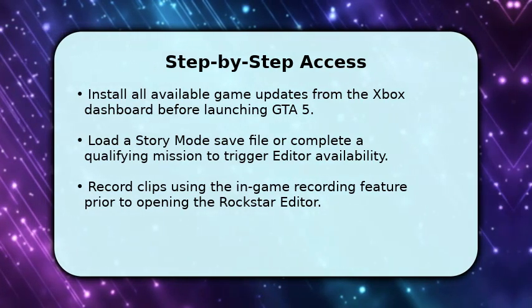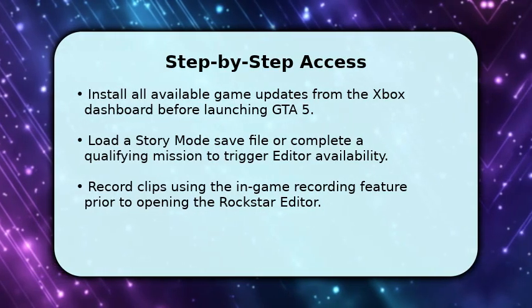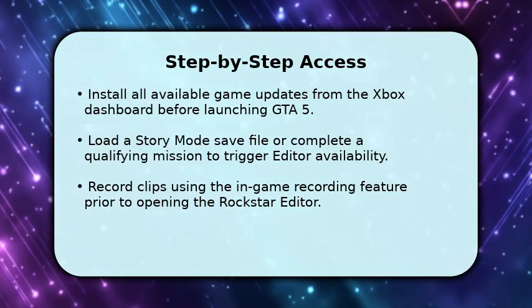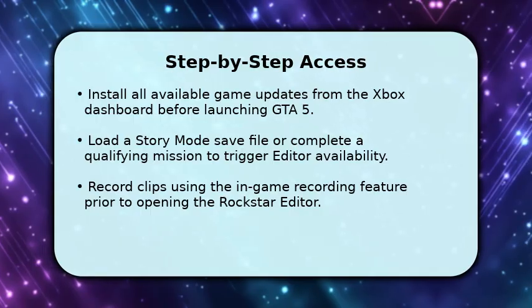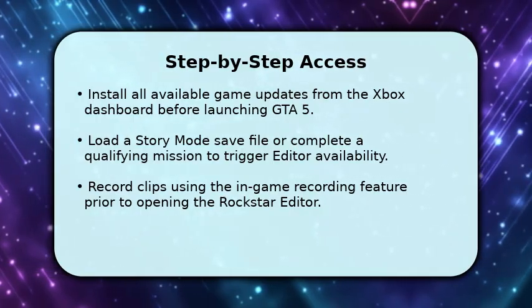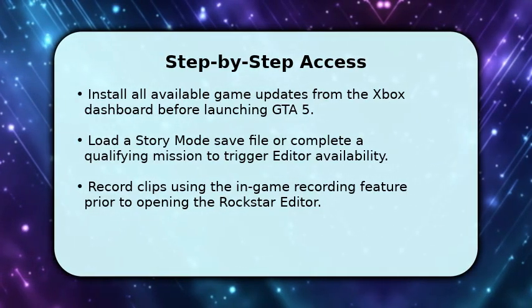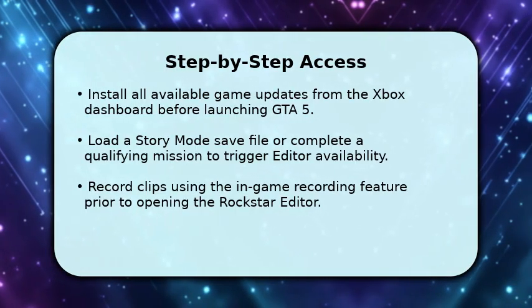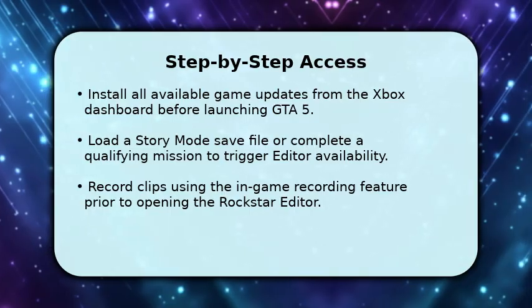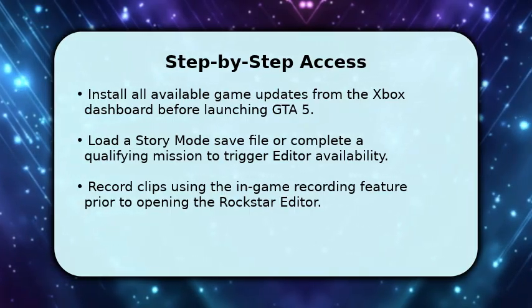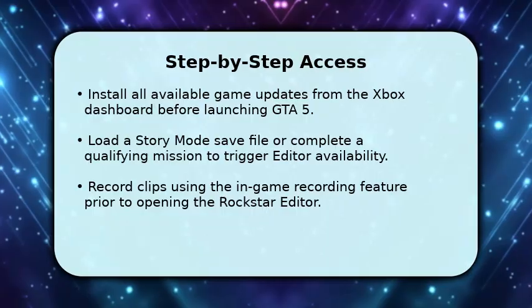First, check for updates in the Xbox dashboard and install them fully. Launch GTA 5 and load story mode, not online, then make a manual save. Play or replay a mission or roam to generate recent clips, and use the recording prompt to capture moments. Access the pause menu to select Rockstar Editor and import your clips for editing.